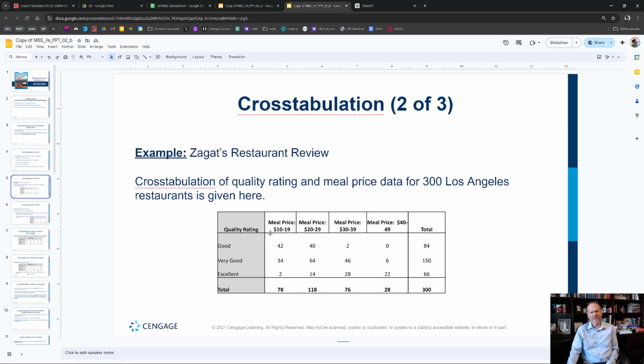We have cross information: quality rating of a restaurant and the price of the meal. Some people, 42 people said it was good, 34 people said it was very good, and 2 people said it was excellent. Or there are 2 restaurants that rank excellent, 34 that rank very good, and 42 that rank good in the $10 to $19 range. And then in the $40 to $49 range, there are 22 excellent restaurants, 6 very good restaurants, and 0 good restaurants, right? So the higher the meal price, the higher the quality of the restaurant is what this shows.